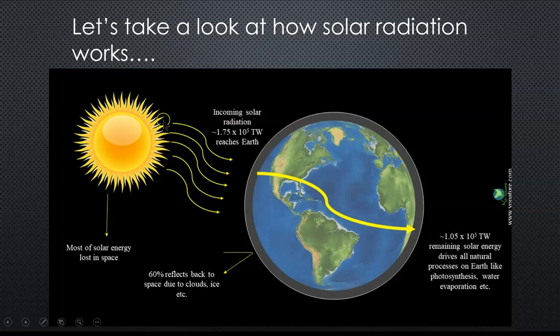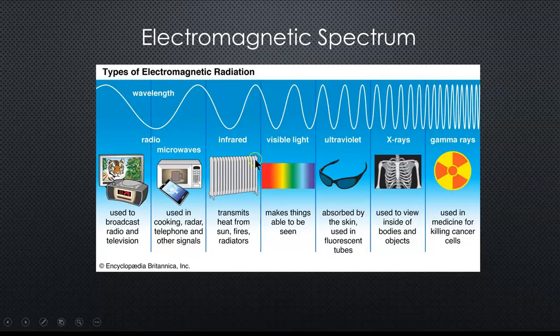Now, we said that solar radiation travels in waves. Those waves are examples of electromagnetic radiation. Some of them we can see, that's the visible light, and then some of them we can't see. Examples of that might be infrared radiation or ultraviolet radiation.